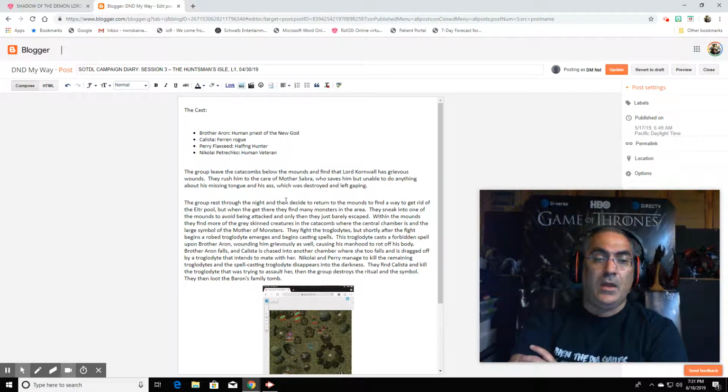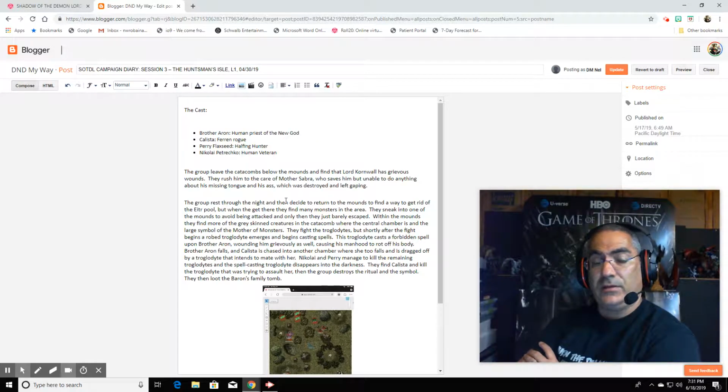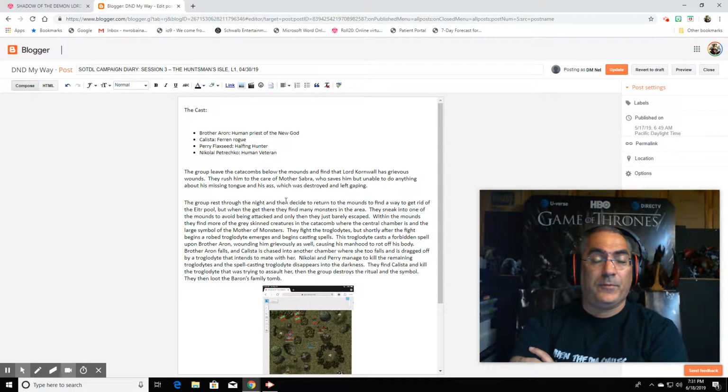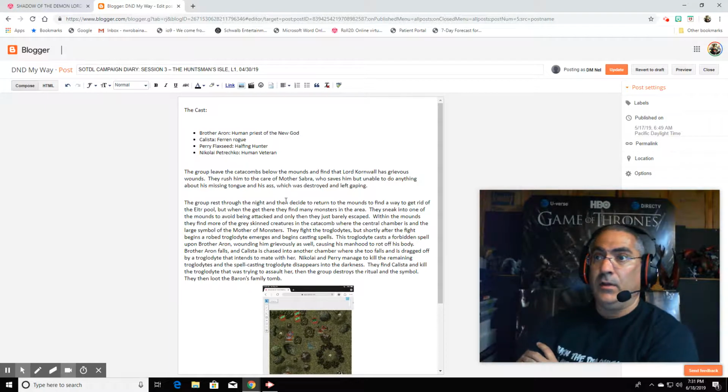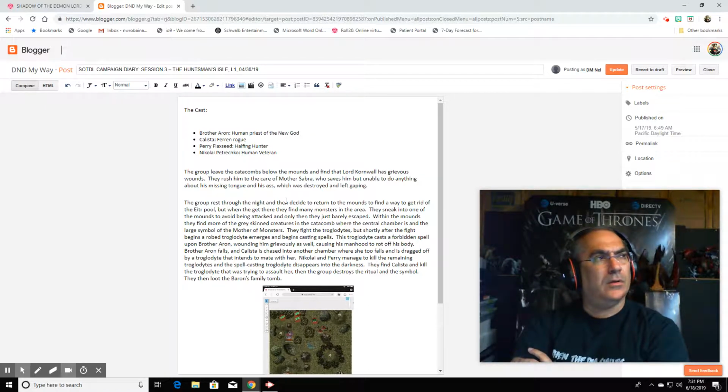They snuck down there. They fought troglodytes. They encountered a troglodyte spellcaster, and this was a particularly difficult challenge for them because a spellcaster could cast pretty powerful spells, and he cast them from the Forbidden Tradition. And so Brother Aaron, unfortunately, took the brunt of the spellcaster's attacks, and he actually fell victim to a forbidden spell called, what's it called?